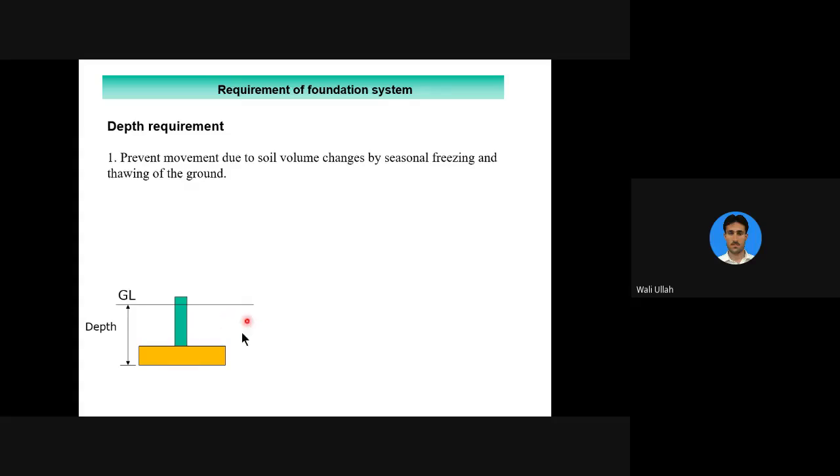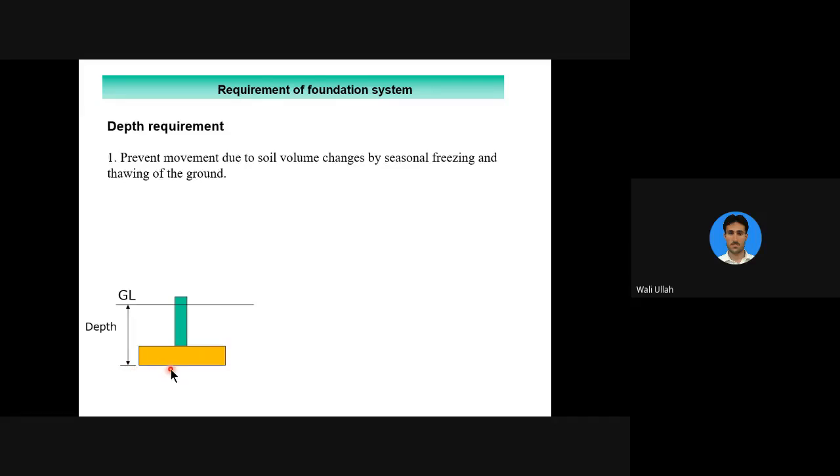So if you put a foundation on that zone near to the surface, the foundation would move along with the soil movement. So you should give enough depth that if any changes occur, that is above the foundation and not below the foundation.